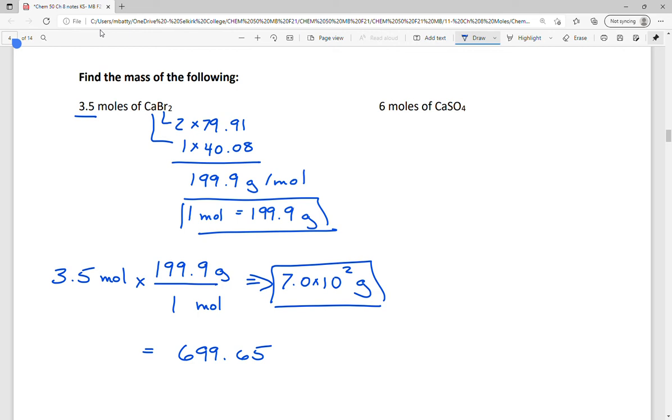The last one, we want to figure out the mass of 6 moles of calcium sulfate. So we're going to have to figure out the molar mass of calcium sulfate.